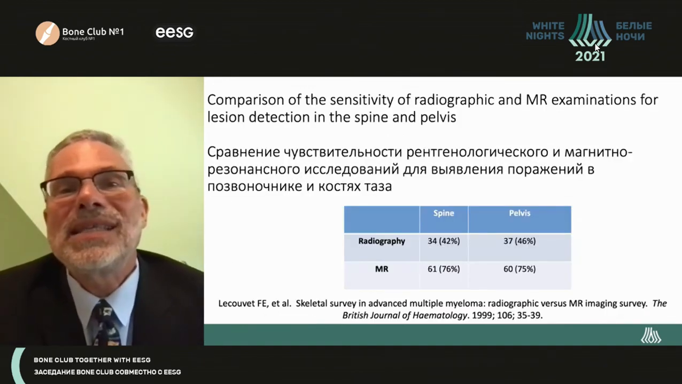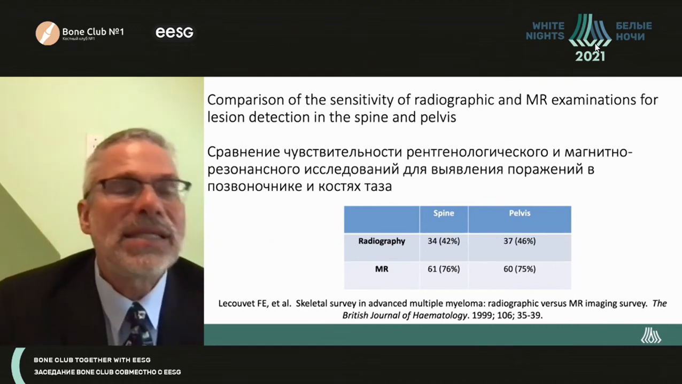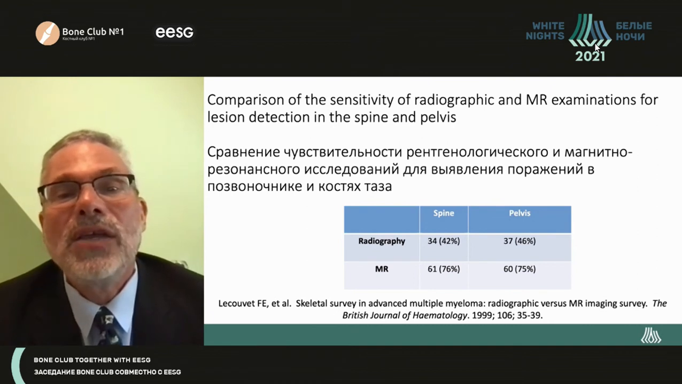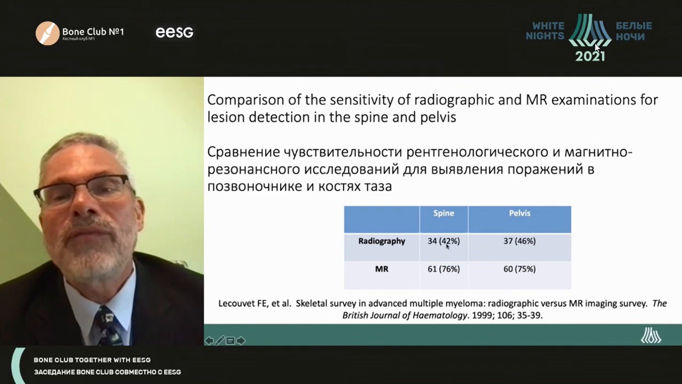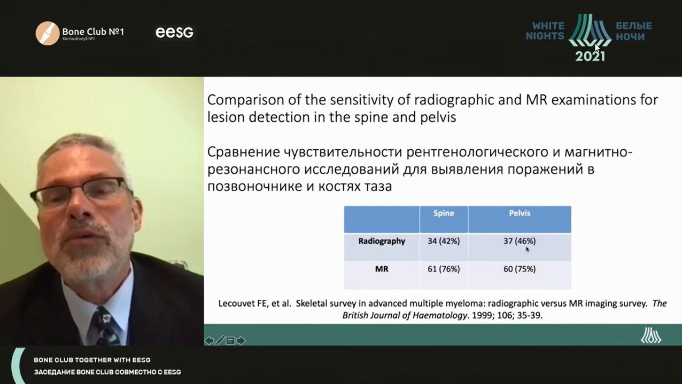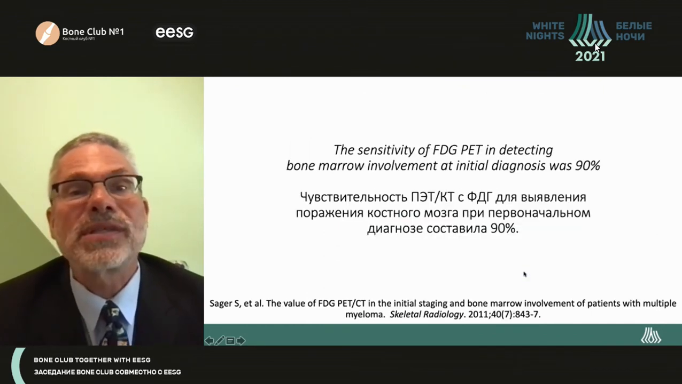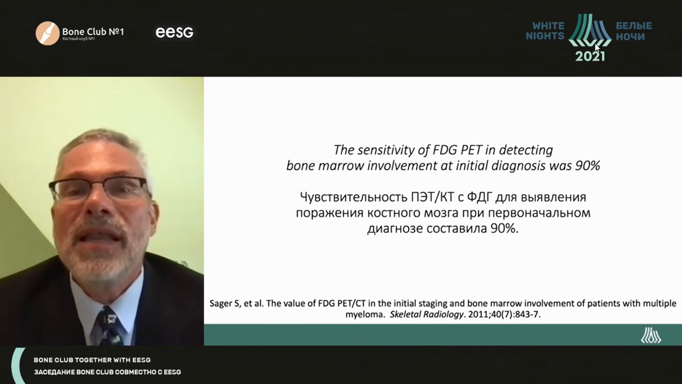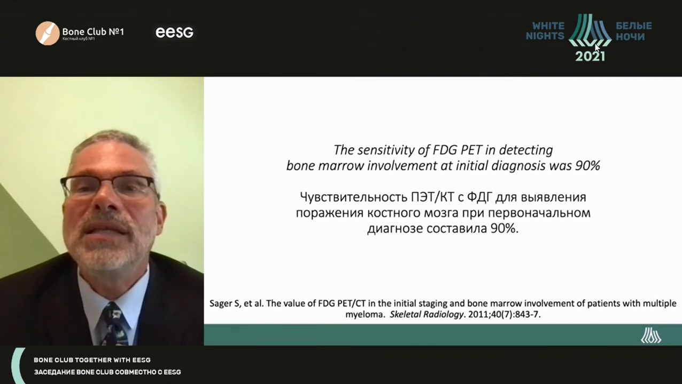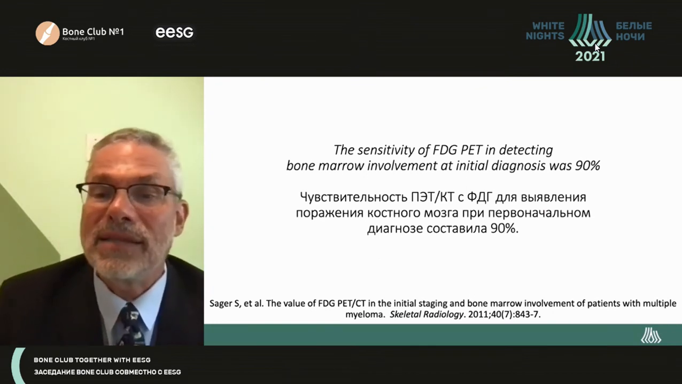When you compare the sensitivity of radiographic and MR examinations of lesions detected in the spine and pelvis, you see that radiography detects 42%, while MR detects 76%. In the pelvis, radiography detects 46%, while MR detects 75%. But what's better than MRI is FDG-PET. The sensitivity of FDG-PET in detecting bone marrow involvement at initial diagnosis is 90%.